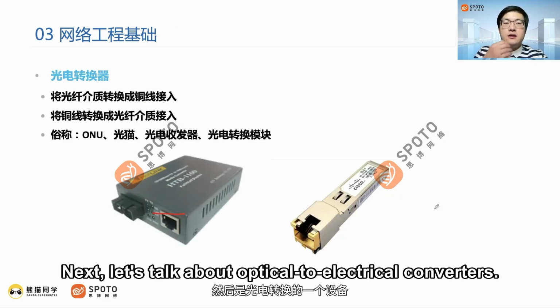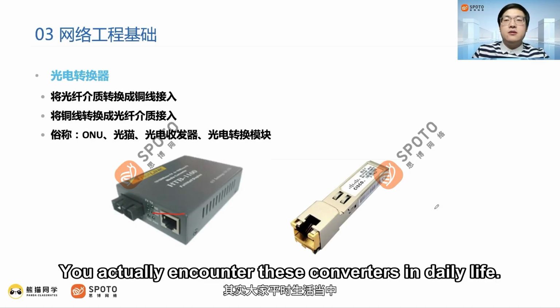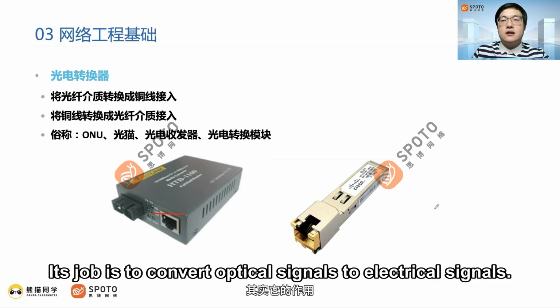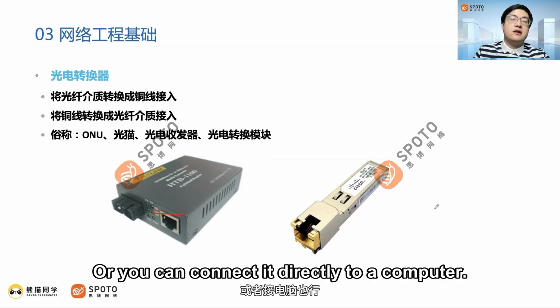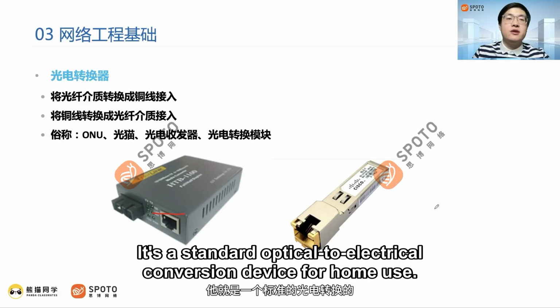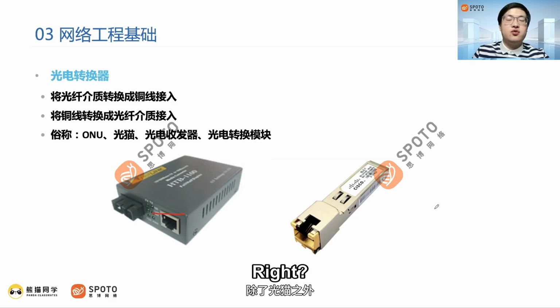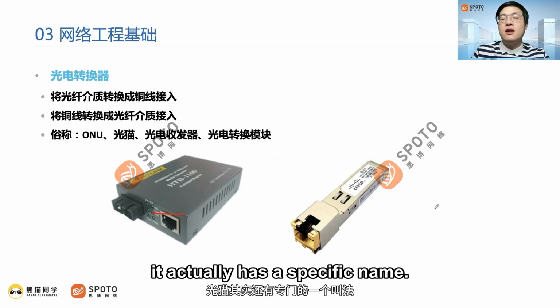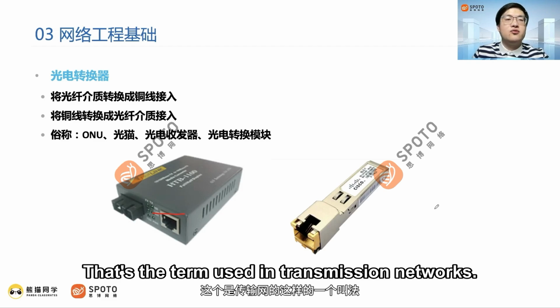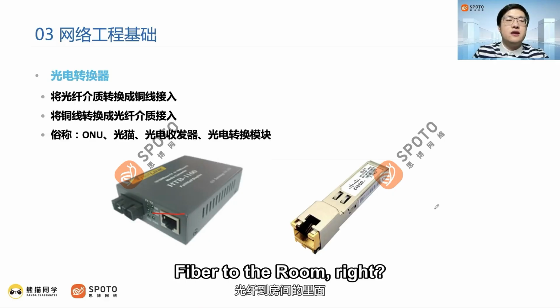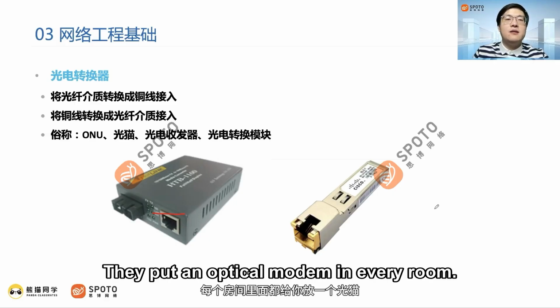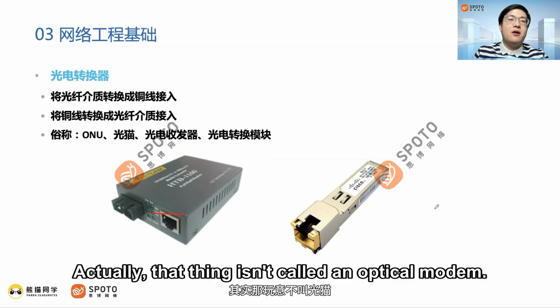Okay. Next, let's talk about optical to electrical converters. You actually encounter these converters in daily life. That's your optical modem. Its job is to convert optical signals to electrical signals, then connect to your home router. Or you can connect it directly to a computer. It's a standard optical to electrical conversion device for home use. Besides the optical modem, it actually has a specific name. We call it an ONU. That's the term used in transmission networks. Our FTTR, fiber to the room, they put an optical modem in every room. Actually, that thing isn't called an optical modem. We call it an ONU.